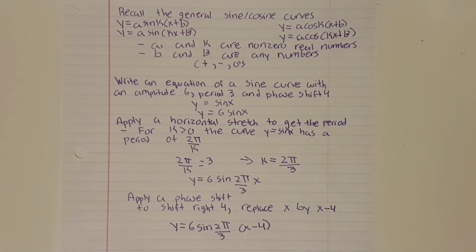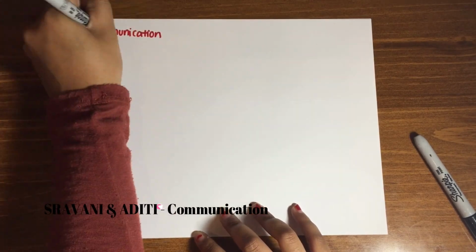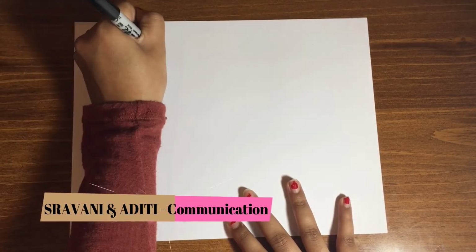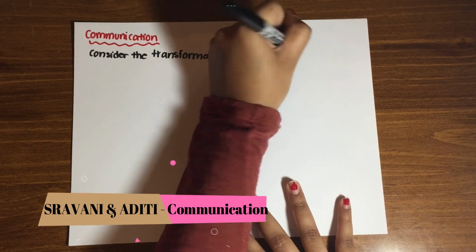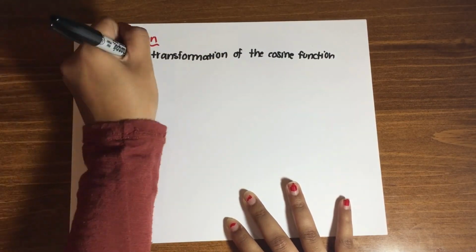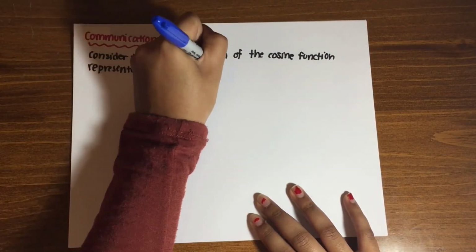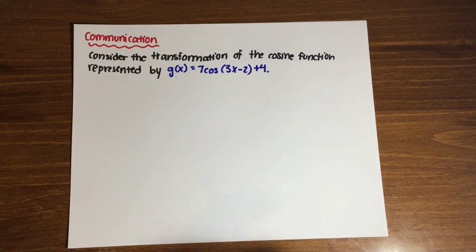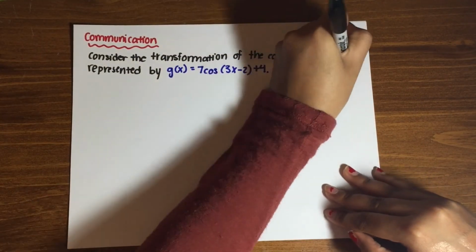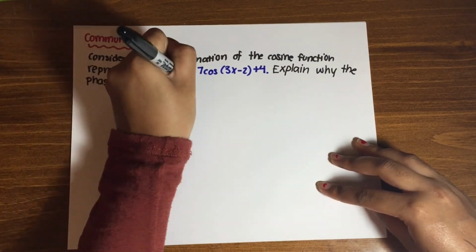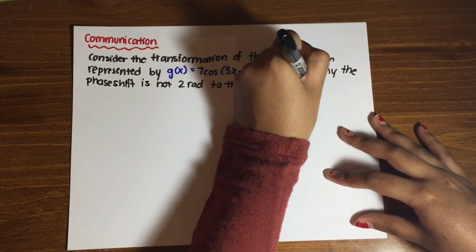Finally, you have made it to the communication section of this video. The question is, consider the transformation of the cosine function represented by g of x equals 7 cos of 3x minus 2, plus 4. Explain why the phase shift is not 2 rad to the right and determine the actual phase shift.